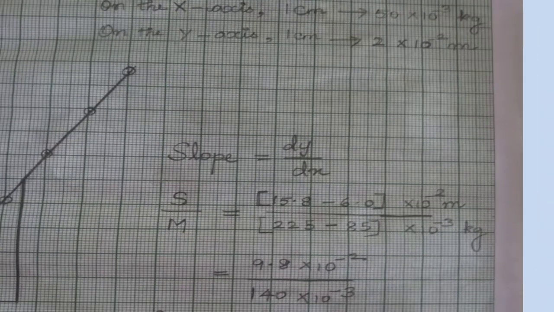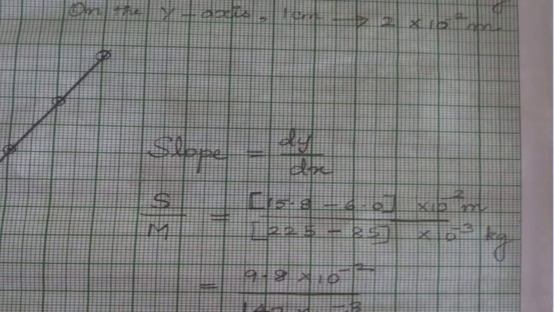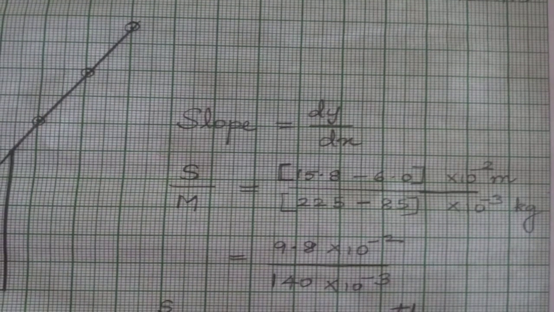Now let us calculate the value of the slope. We know the formula for slope is equal to dy by dx. So on the y-axis we have shift s, and on the x-axis we have m.